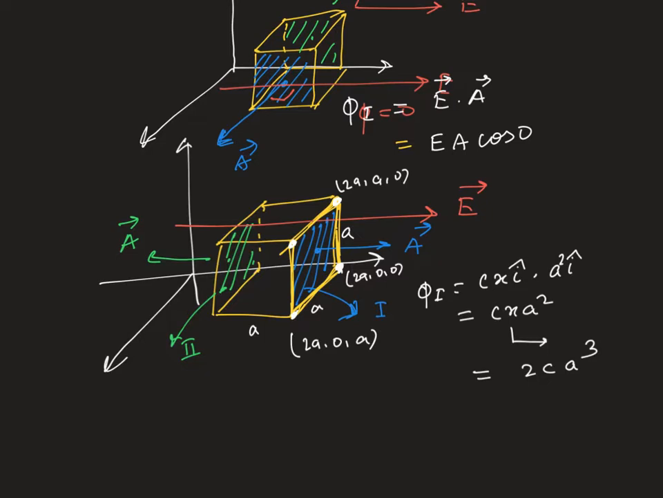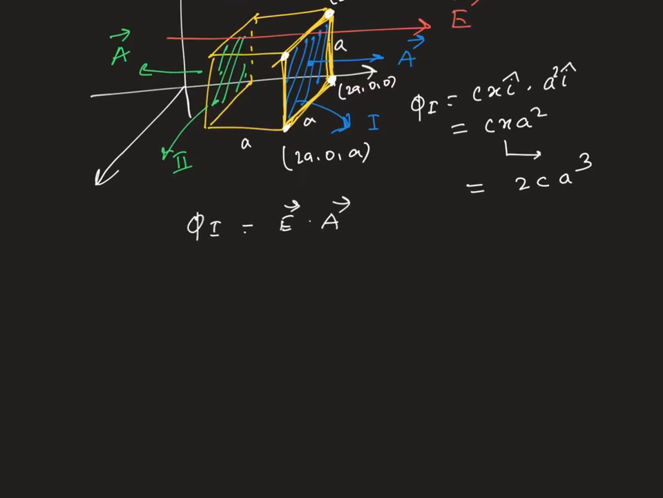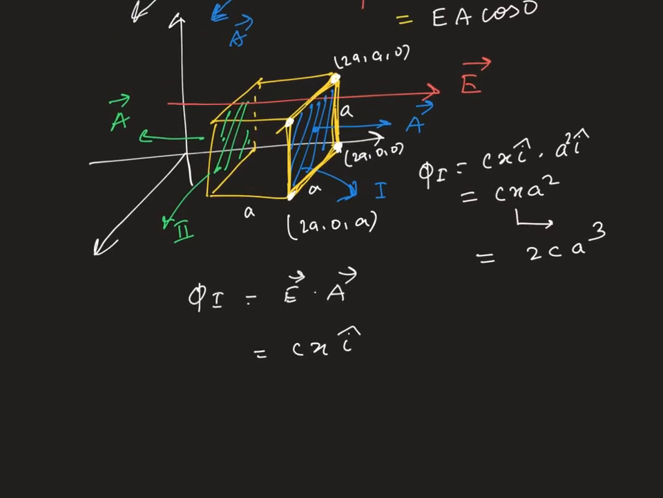Now considering the flux through face 2, this face here. So we'll write it as phi 2, again E dot A. And this time we will again write it in vector format, Cx i cap. And you might understand that A is in the backwards direction now, you can see A is in the backwards direction now. So your area vector would be given as A square minus i cap. So Cx A square, and what is the dot product of i and minus i? That will be minus 1.